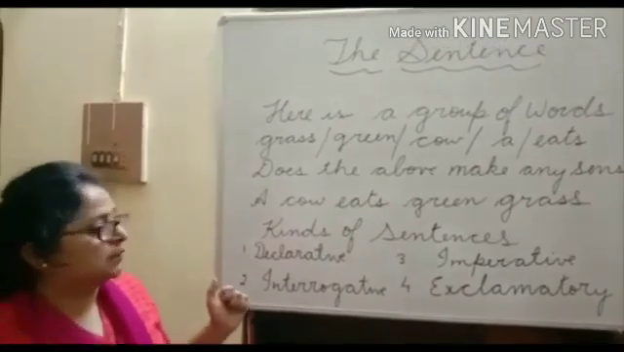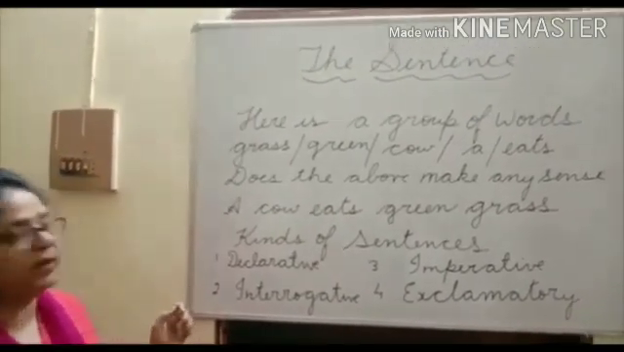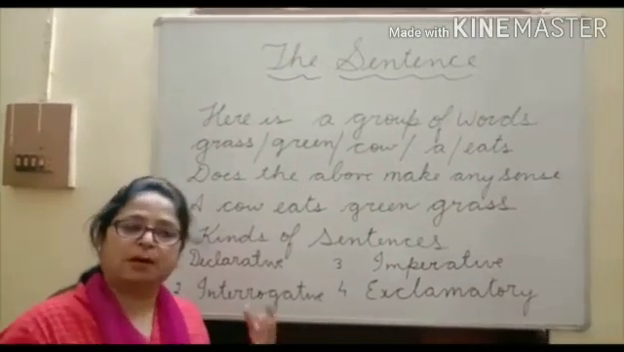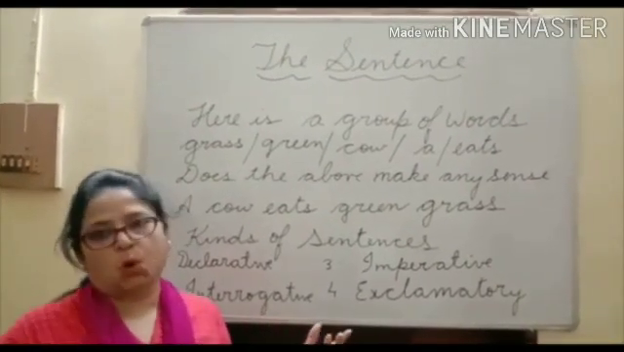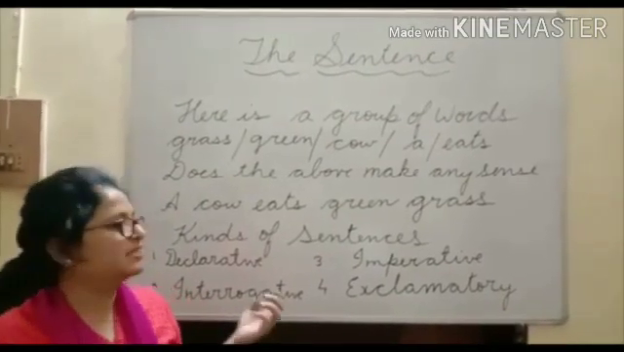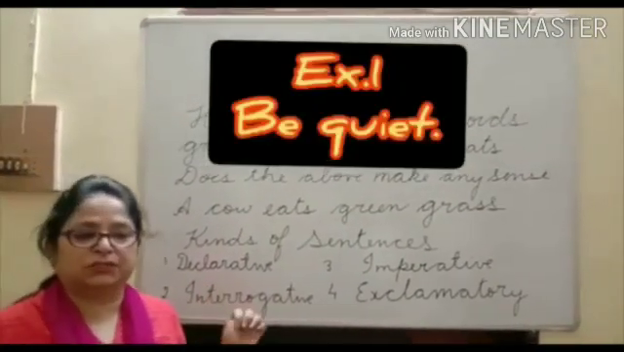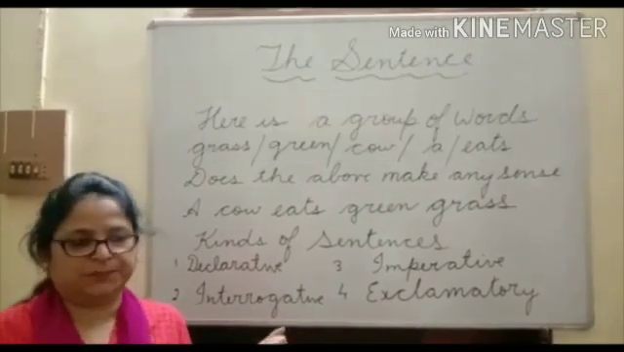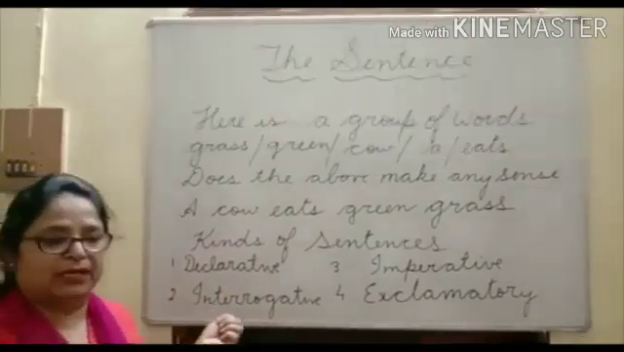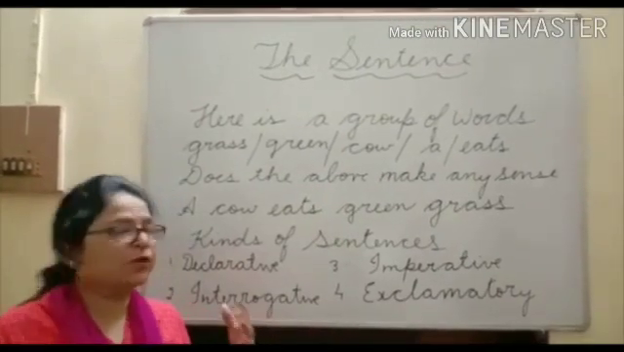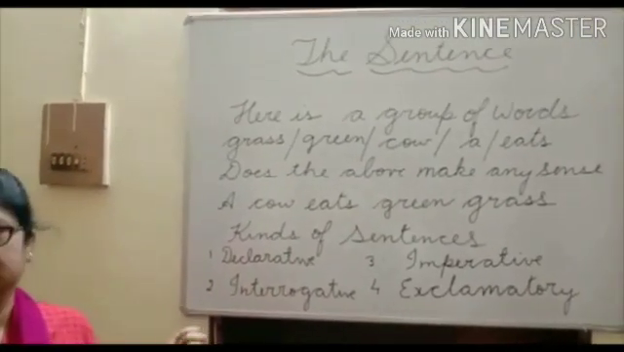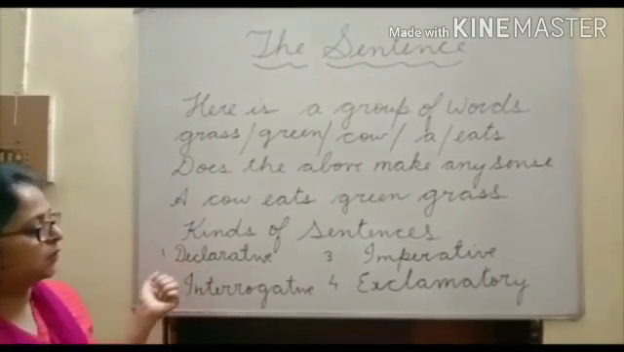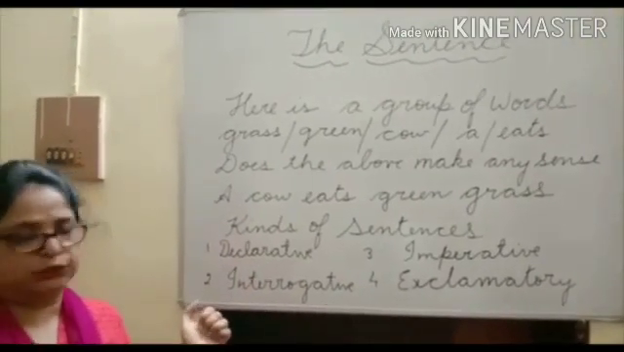Now let's come to the third kind of sentence, that is imperative sentence. Imperative sentence is a command, a request or an advice. For example, be quiet, shut the door, do not cut trees, do not get wet in the rain. These are all imperative sentences. Imperative sentence starts with a capital letter and it ends with a full stop.